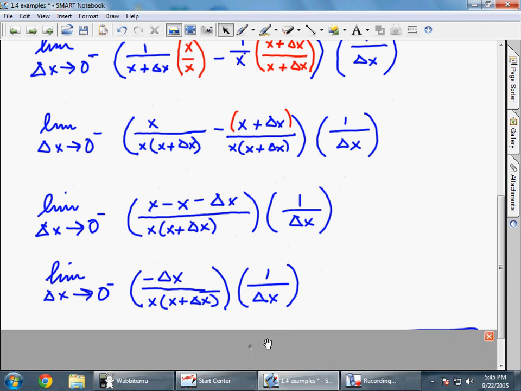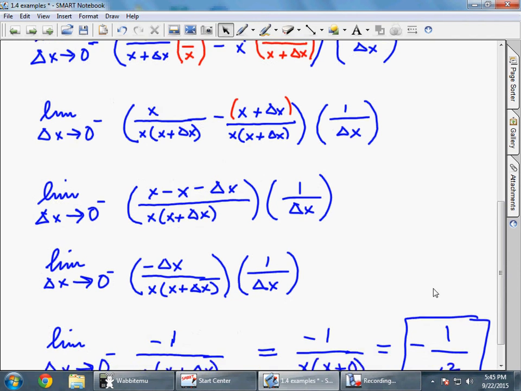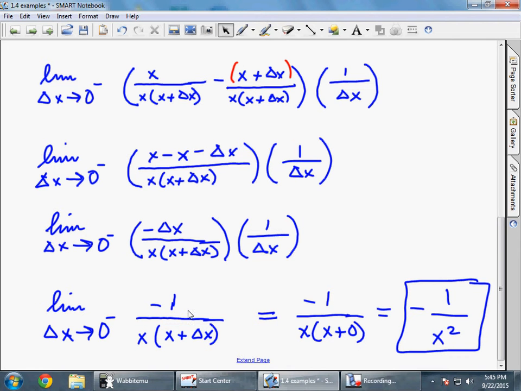Next up, I can simplify by saying x minus x is just 0. So I have 0 minus delta x over x times the quantity x plus delta x. Getting a little better. Ooh, I see something nice here. Notice what's going to happen with this delta x and this delta x. Now we have negative 1. Notice they don't cancel. They divide out to become negative 1 over x times the quantity x plus delta x.